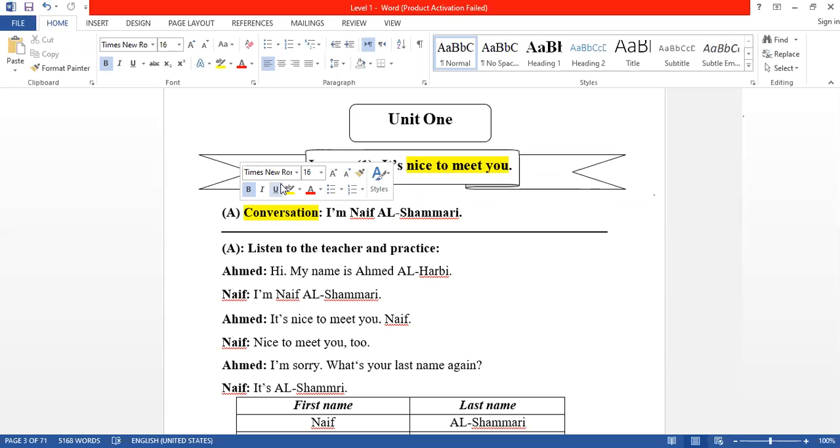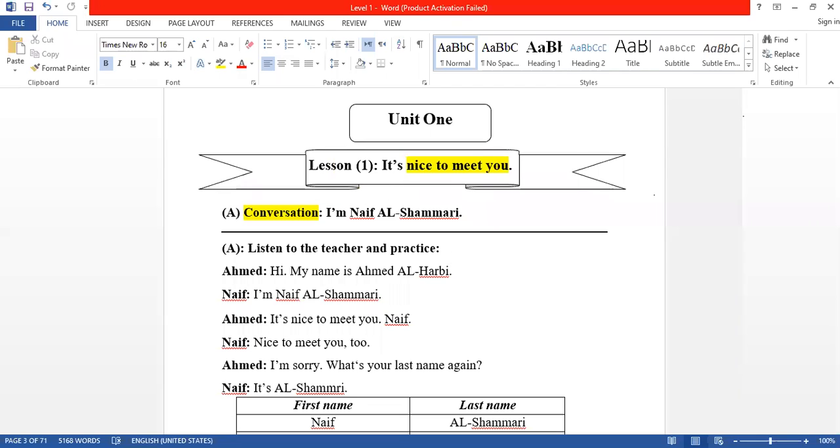And this we call the conversation, which is حوار. The word here means dialogue or chat, a conversation between two or more than two people.